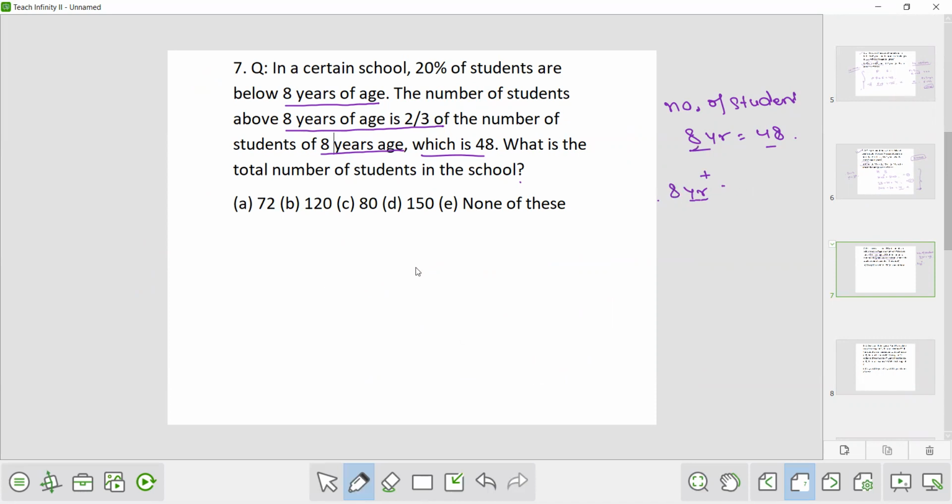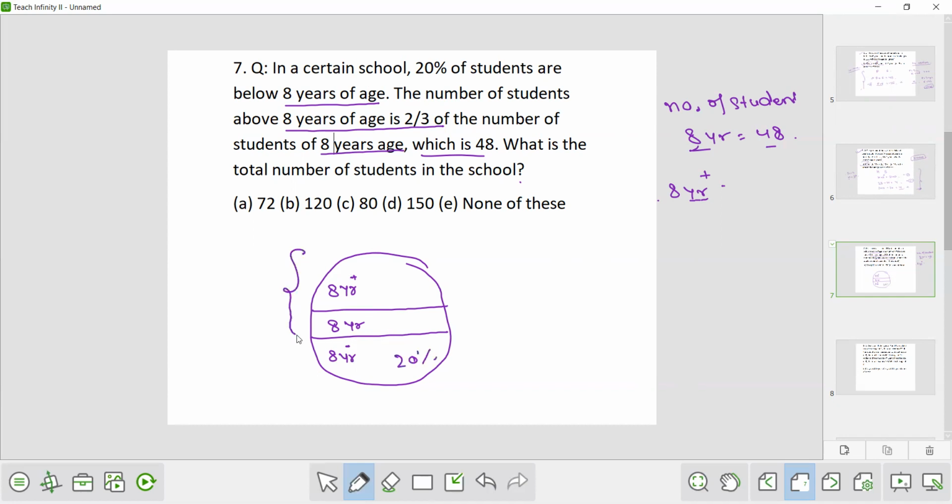So how we solve this question? Let's say this is 8 years, this is less than 8 years, we write 8 year minus, and this is more than 8 years, so we write here 8 year plus. Now according to the question, 20% of the students are below 8 years of age. So out of the total students, 20% are below 8 years of age. So 8 years and above will be 80%.